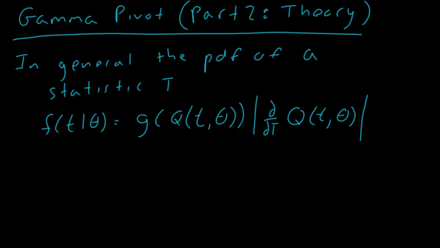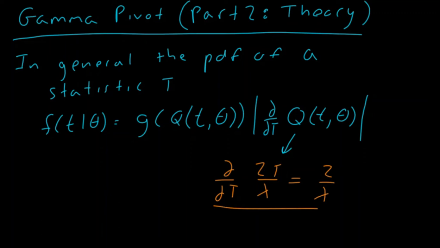And I just want to make a note here, to relate it back to the example earlier, we set our Q of t and theta equal to, I believe it was, 2t over lambda. And simply note, if we were to differentiate this with respect to t, then what we would get is 2 over lambda. And this was our scale factor that we multiplied through our gamma distribution. Okay, so just relating that to the example earlier.